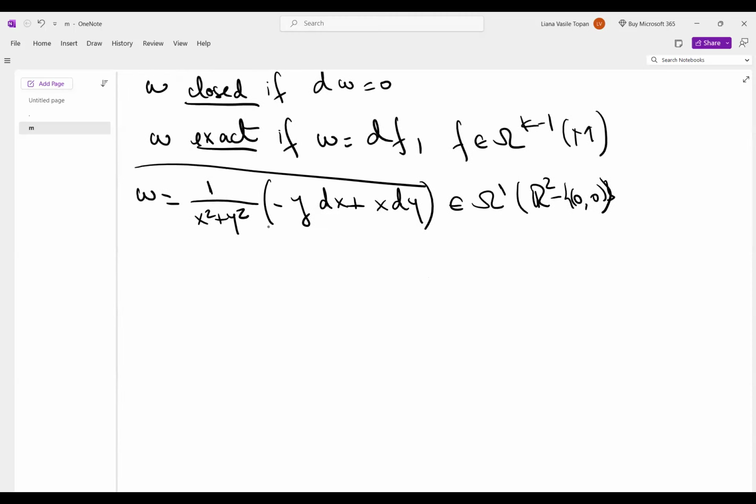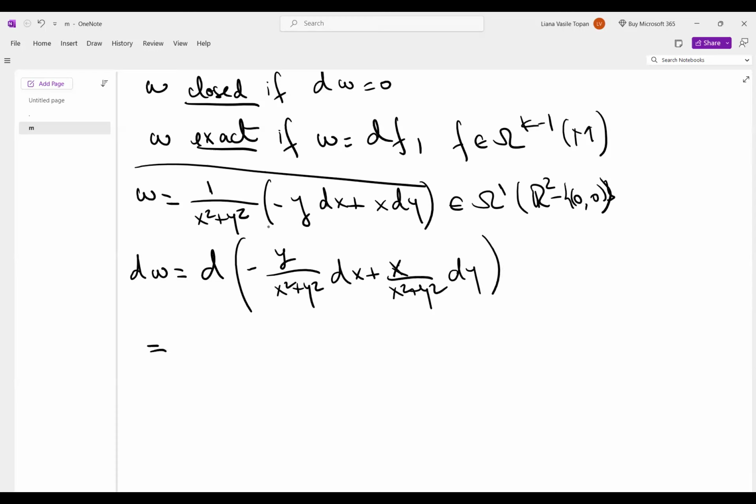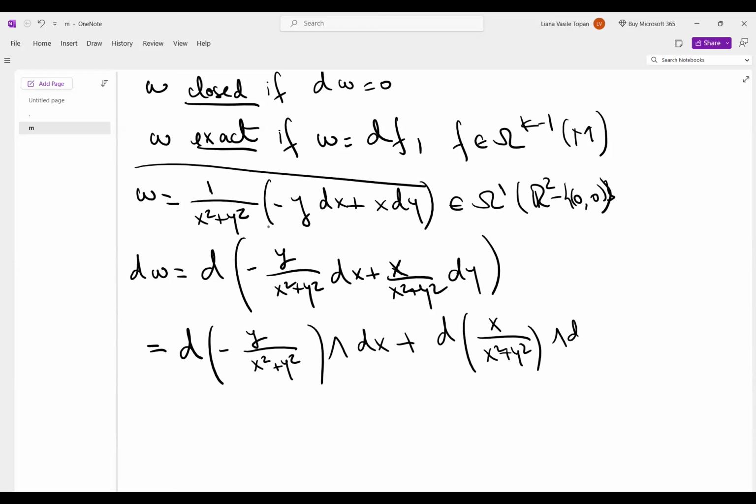To show that it's closed, we just compute its exterior derivative. So we want to see what is the exterior derivative of omega. This will be the exterior derivative of negative y over x squared plus y squared dx plus x over x squared plus y squared dy. Okay, and then this will be d of negative y over x squared plus y squared wedge dx plus d of x over x squared plus y squared wedge dy.